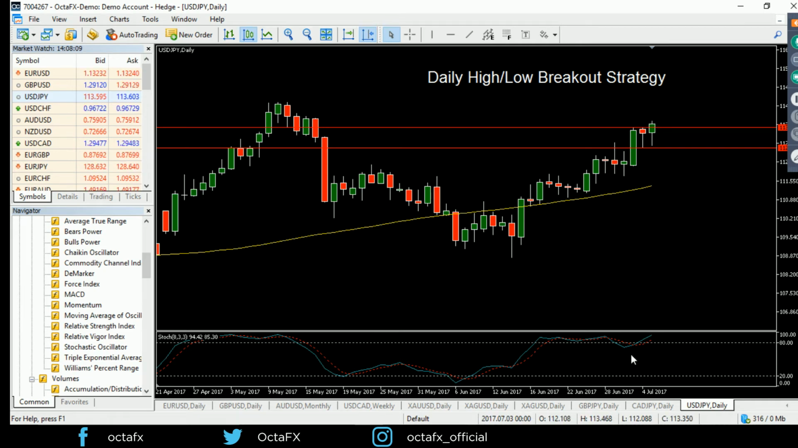Here we can see stochastics, they're in overbought territory, but that wouldn't actually dissuade me from getting into this trade because the slope is still nicely sloping upwards. If it was coming down and crossing below the 80, that might make me more reticent to get into that trade.